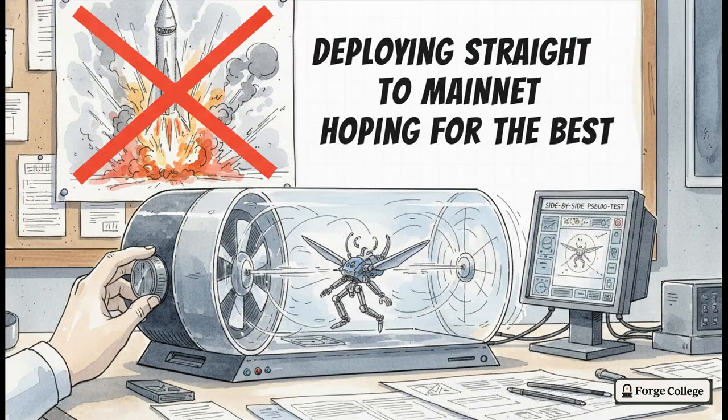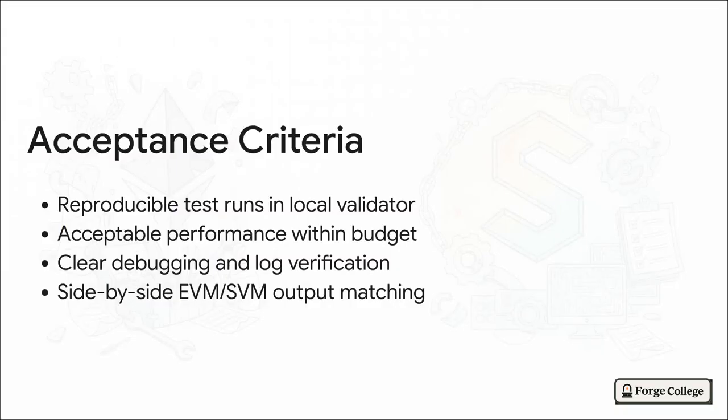Okay, the crucial point here is that you never ever deploy straight to mainnet just hoping for the best. Hope is not an engineering strategy. You absolutely need a side-by-side pseudo-test that takes no more than a single day to build. The whole goal is to prove that your translation mechanics actually work in a minimal round trip just for one critical flow. Before you commit weeks to a full translation, your prototype has to pass these strict acceptance criteria. This prevents massive, expansive incompatibilities down the line.